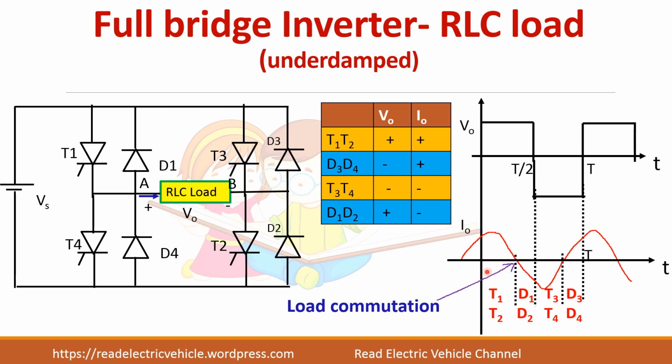So there is no need of a forced commutation circuit for T1 and T2 because it gets turned off due to this nature of the load. Similarly, when T3 and T4 are gated, they will conduct the current and it becomes 0 before T1 and T2 are turned on. So it also gets turned off. That type of commutation is called load commutation. That is, due to the presence of RLC components, the current through the load becomes 0 by itself.